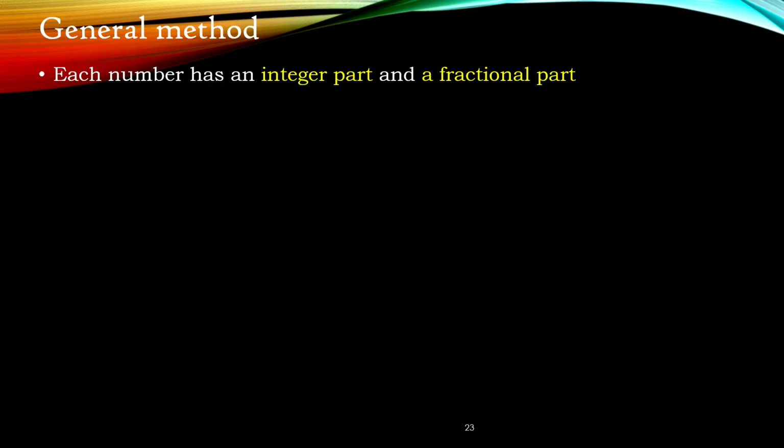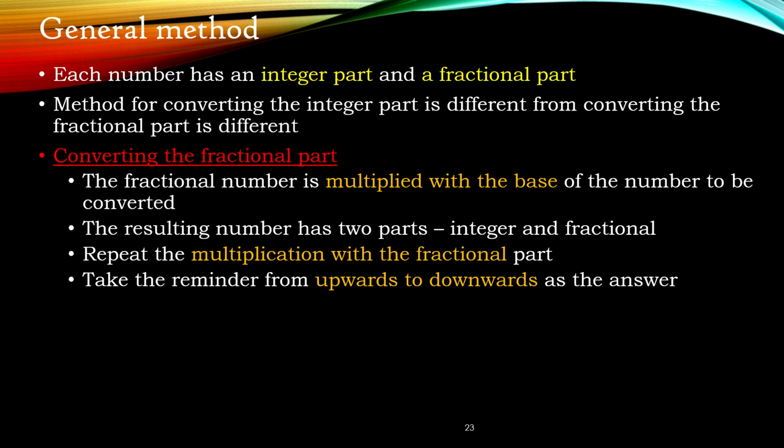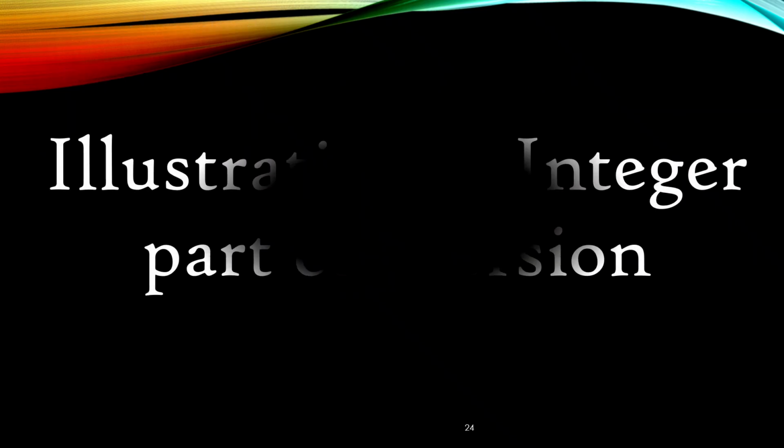So now we can frame the general rule. As usual, we have to distinguish between the integer and fractional part, and we have to multiply the fractional part with the base. This multiplication will give two parts, the integer part and the fractional or decimal part, as I said, right? Then we have to continue the multiplication with only the fractional part until it becomes zero or up to some nth time. Then we have to take the remainders from upward to downward. So the converted value will come as the conversion, right?